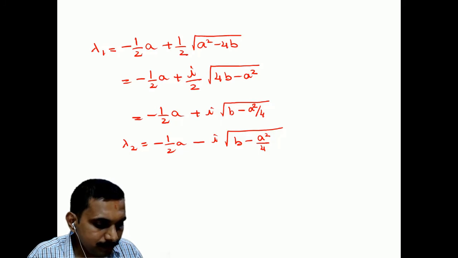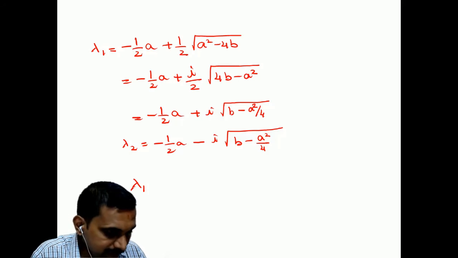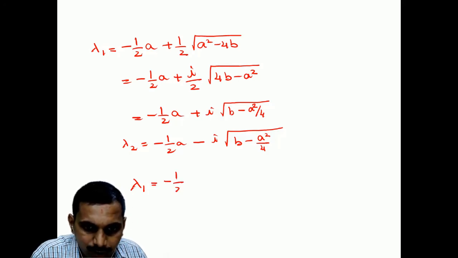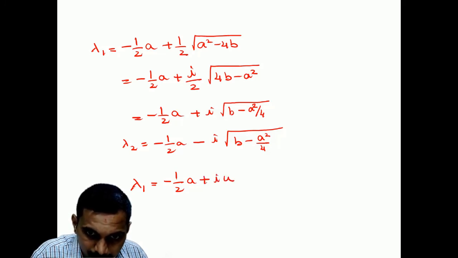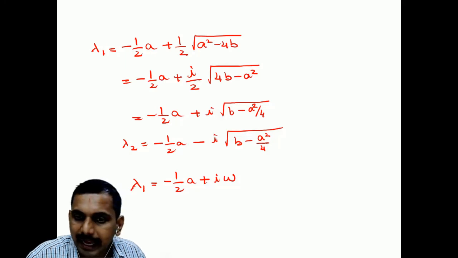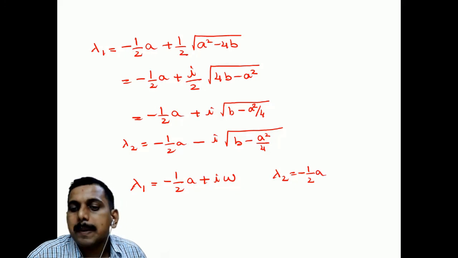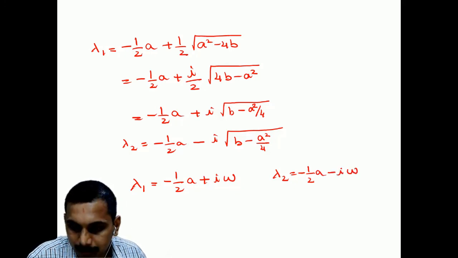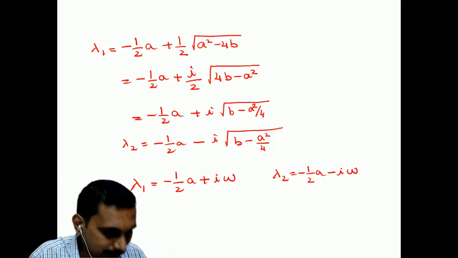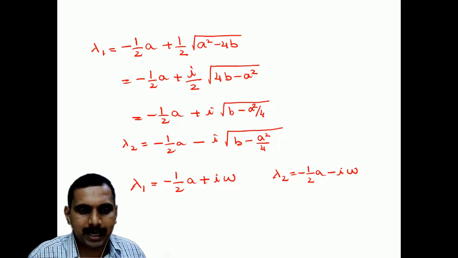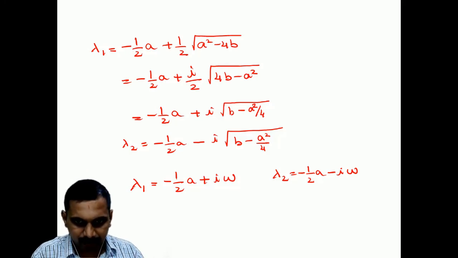So now this can be written as lambda 1. I will write it as minus half a plus i omega, and I will write lambda 2 is equal to minus half a minus i omega. Omega is the frequency. It has application, students. Where is the application? In vibrations. So plus i omega, minus i omega. I can write it like this. Now write till here. Then we will go to the next slide.